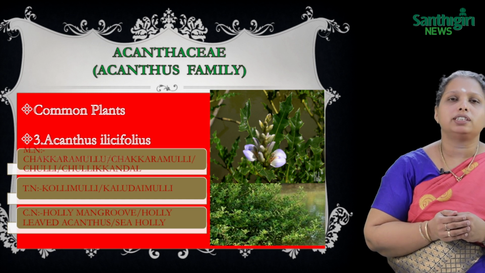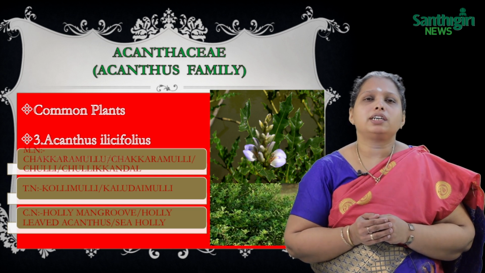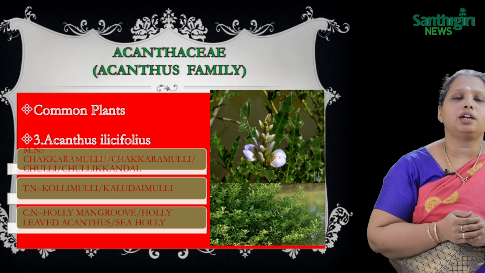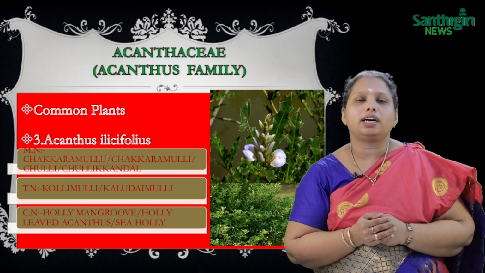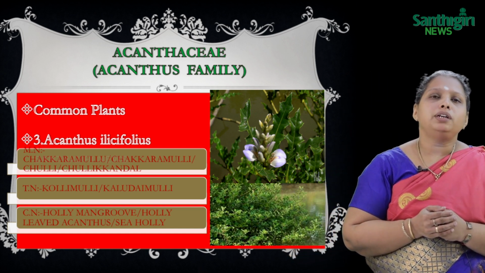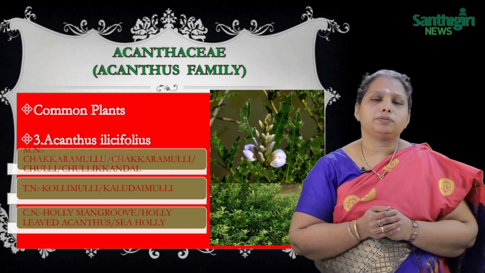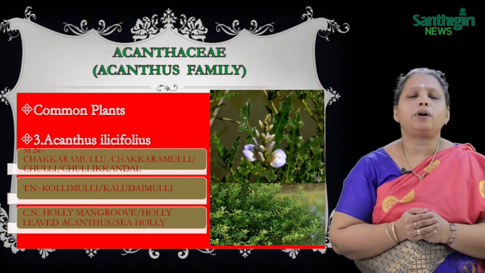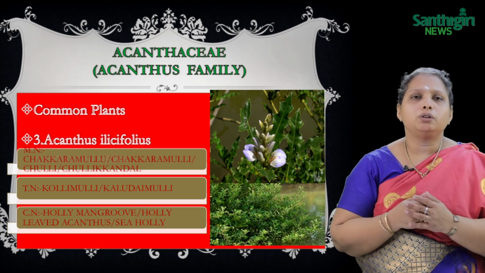Then the next plant is Acanthus ilicifolius. The Malayalam name is Chakkaramulla, Chakkaramulli or Chulli Kandal. The Tamil name is Kolli Mulli or Kodulai Mulli. The common name is holy mangrove or sea holly.